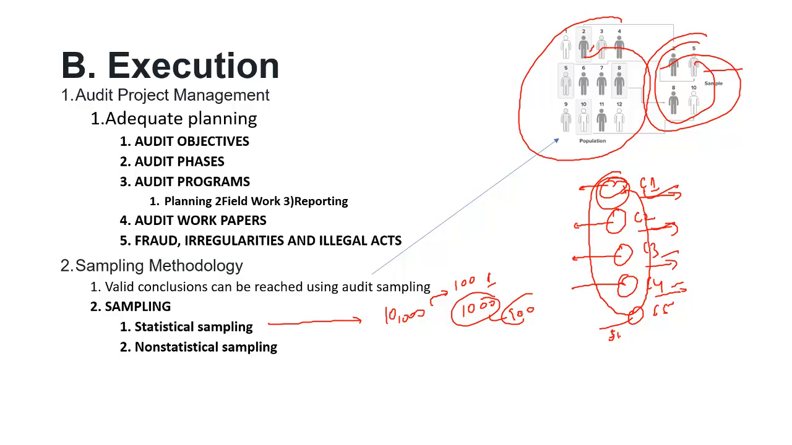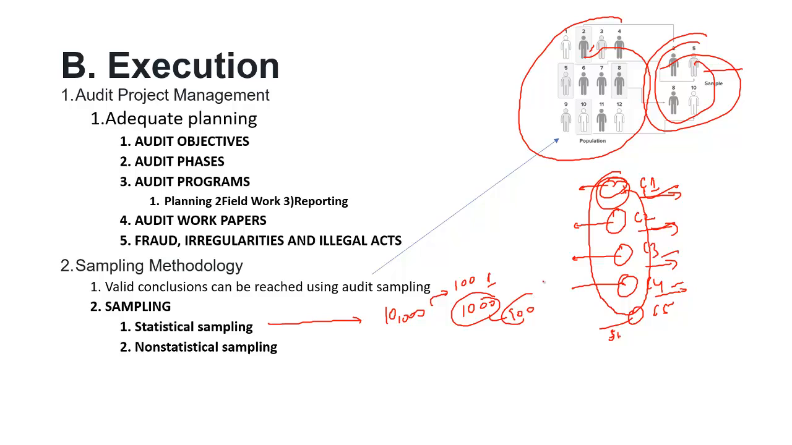So I, as auditor, quantitatively decide how closely the sample should represent the population, and the number of times in 100 that the sample should represent the population. So I'm going with the numbers.